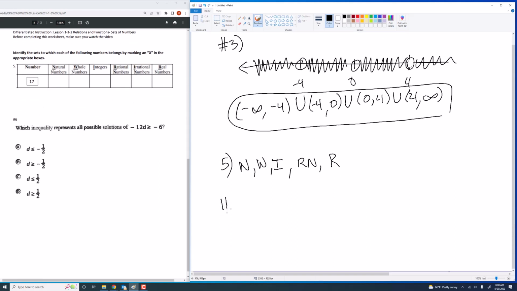And then for number 6, I have negative 12 d is greater than or equal to negative 6. Well, we have to solve for d. So divide everything by negative 12. So I get d is less than or equal to 1/2. Now notice what I did here. Whenever you divide or multiply by a negative with an inequality, you have to flip the sign. So therefore, my answer is going to be C.